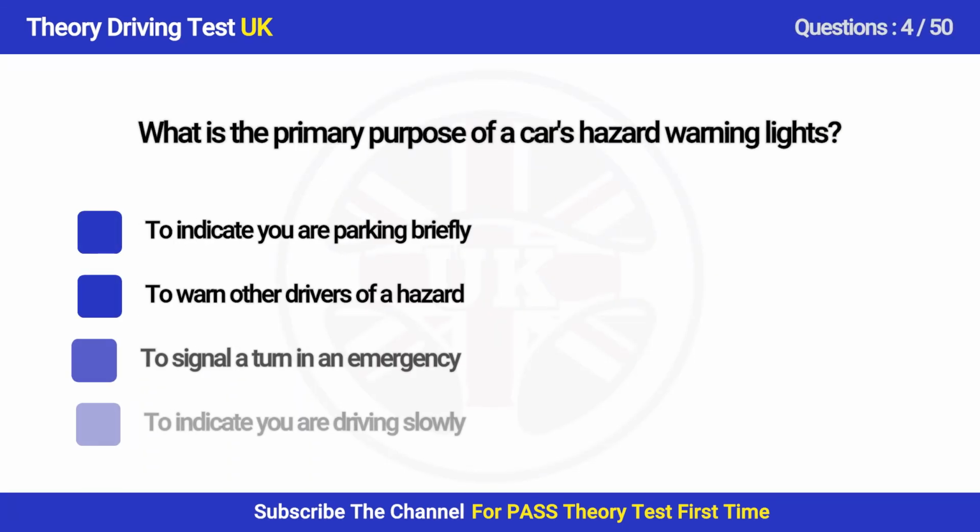Question 4. What is the primary purpose of a car's hazard warning lights? A. To indicate you are parking briefly. B. To warn other drivers of a hazard. C. To signal a turn in an emergency. D. To indicate you are driving slowly.